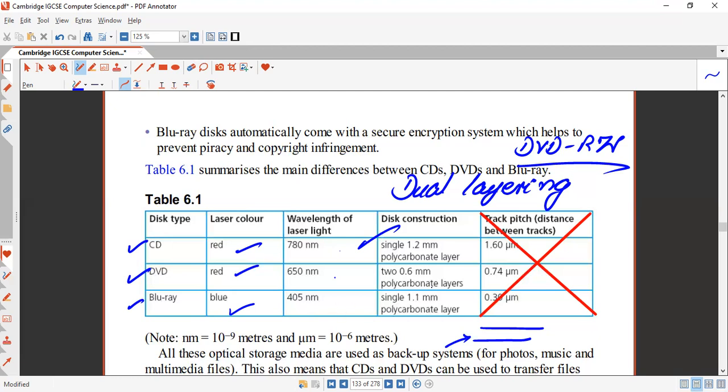Now the layer size is small as compared to CDs, but the wavelength is also small. That means the bump size is smaller here. That is the reason that you can store more data here. Okay, got this point? Got it?